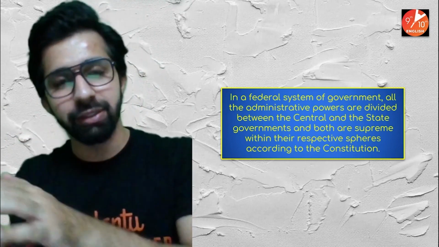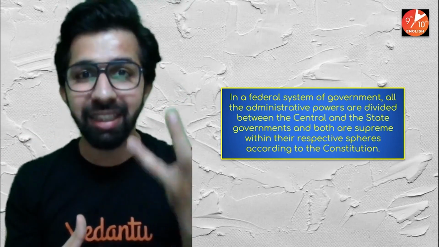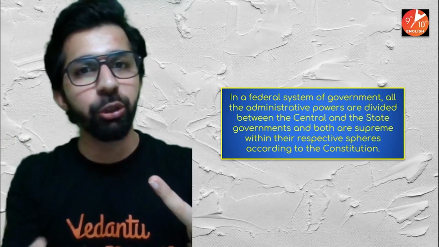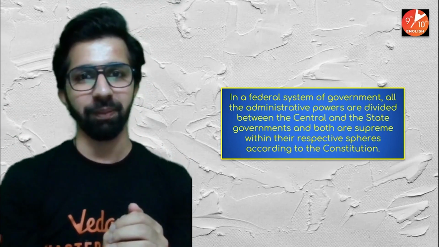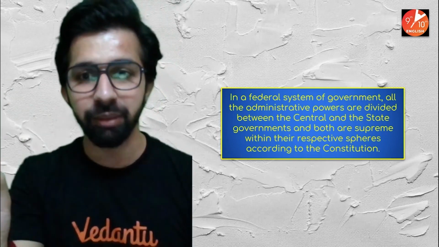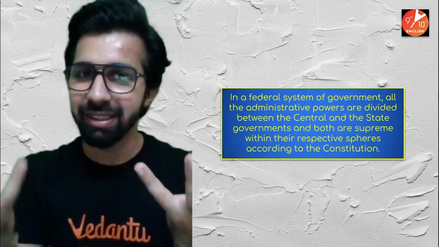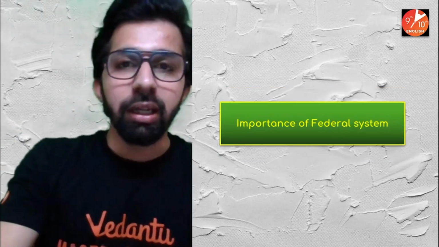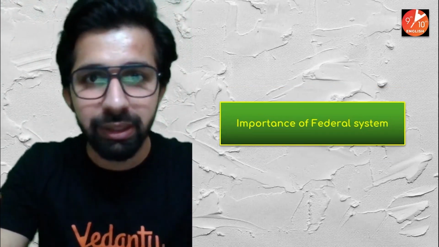Exactly opposite to this, we have the unitary government. What happens in a unitary government? The central government is more powerful, and the state governments or the other subunits of a government are always subordinate to the central government. So in a federal government, all the administrative powers are divided between the central and the state government, so no government is subordinate. This is the federal structure. Now, class, I'm going to tell you some importance of the federal system.